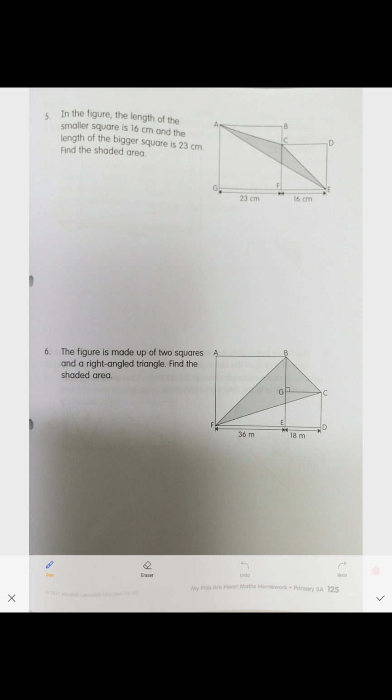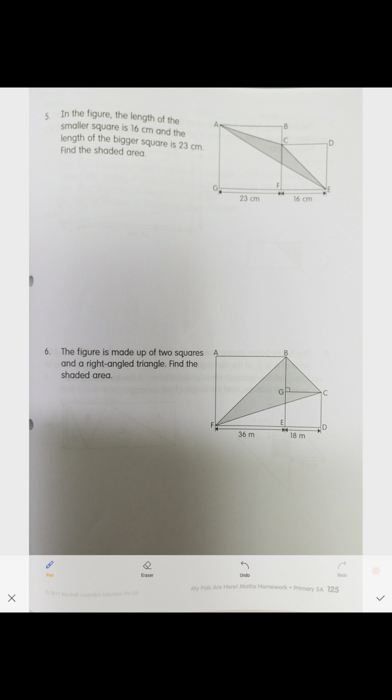Problem number 5. In the figure, the length of the smaller square is 16. Here's the smaller square. Here is the length 16 of this side, right? And the length of the bigger square is 23. Here is another bigger square. This is the side of 23, right? Find the shaded area.